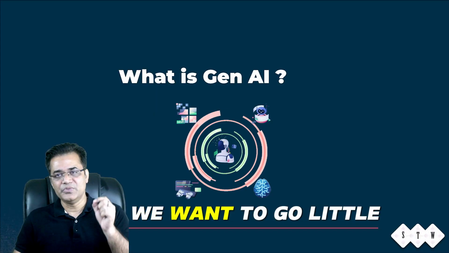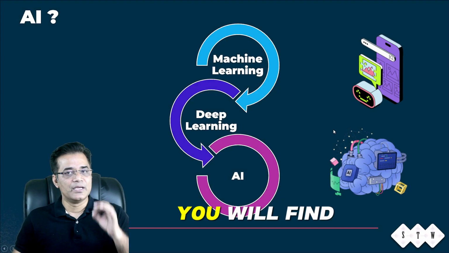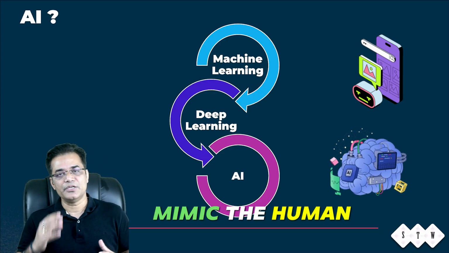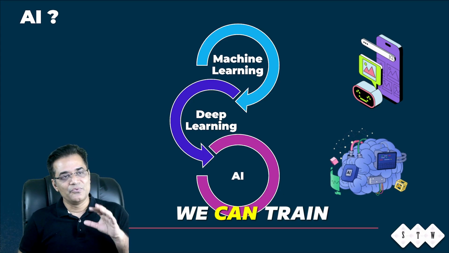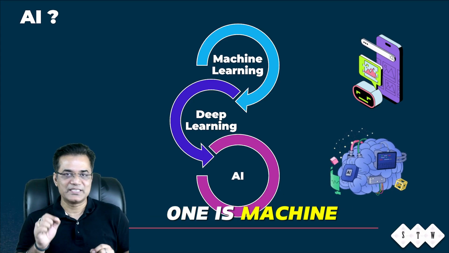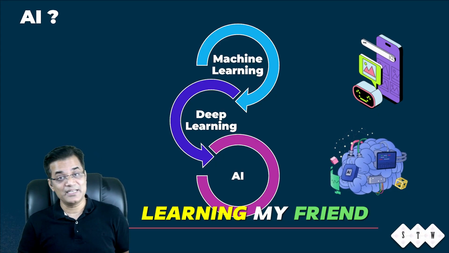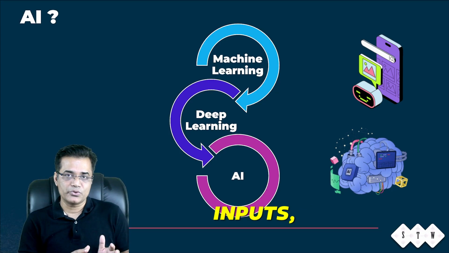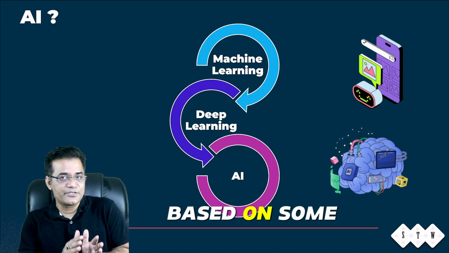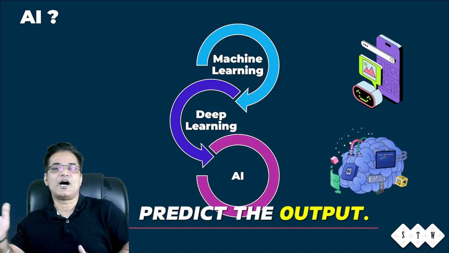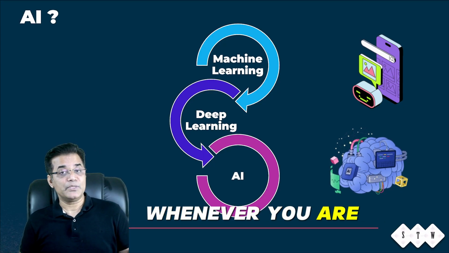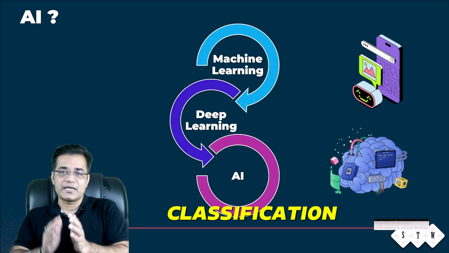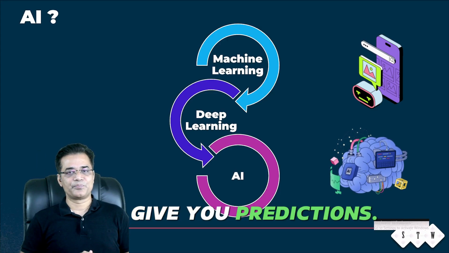So my friend, if we want to go a little deeper and understand what AI is, you will find that AI is a technology we use to train computers to mimic the human brain. And how can we train computers? We can train computers in two ways: one is machine learning, another is deep learning. So what is machine learning? Machine learning is a technology where we give inputs, the machine analyzes that input, and based on some patterns it is able to predict the output. It means that whenever you give an object, it will extract all those properties and features from that object. Then it will use some classification models, and based on that it will give you predictions.